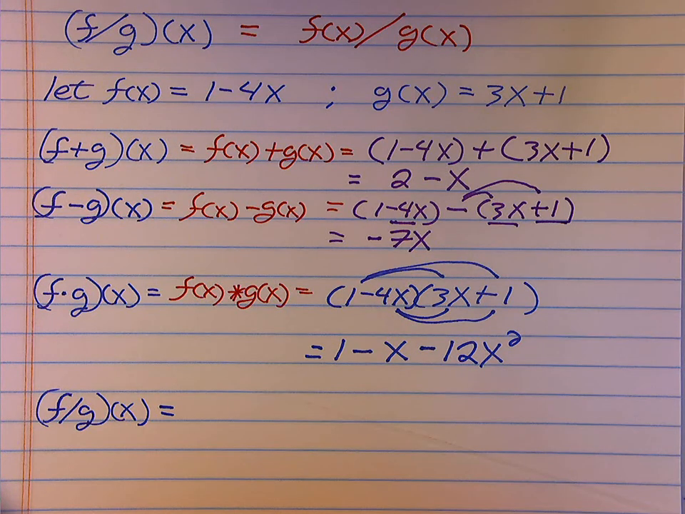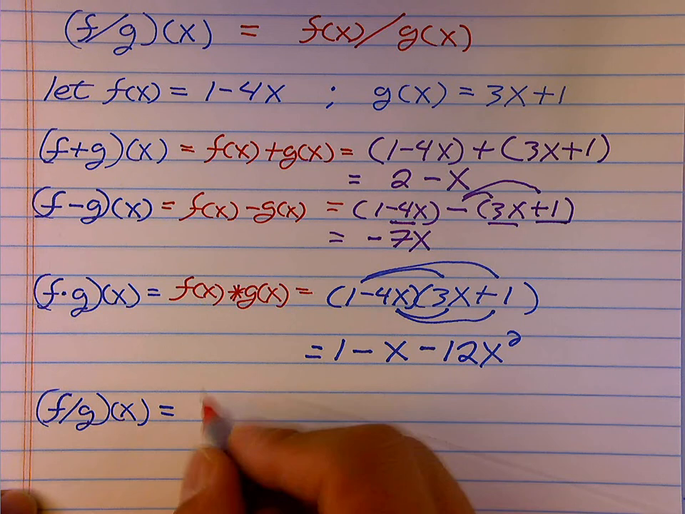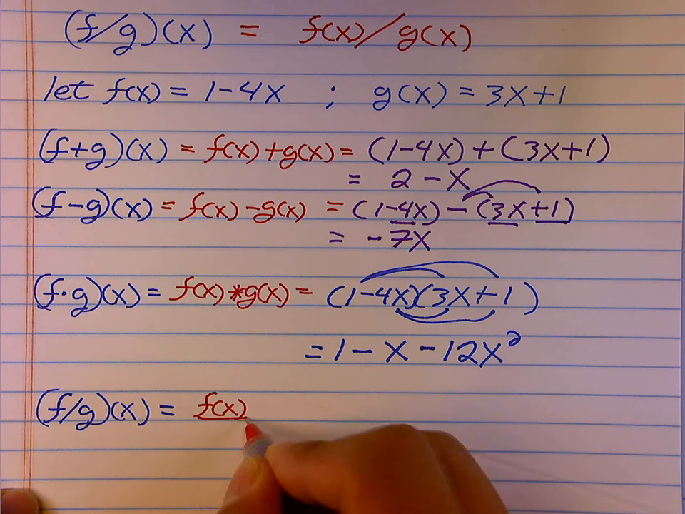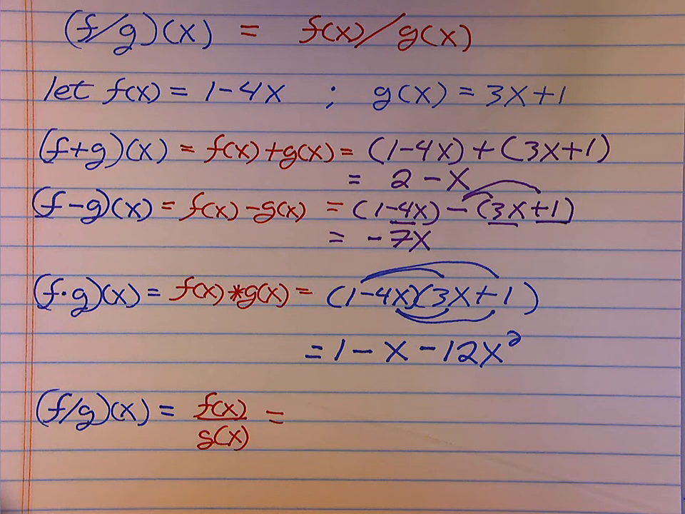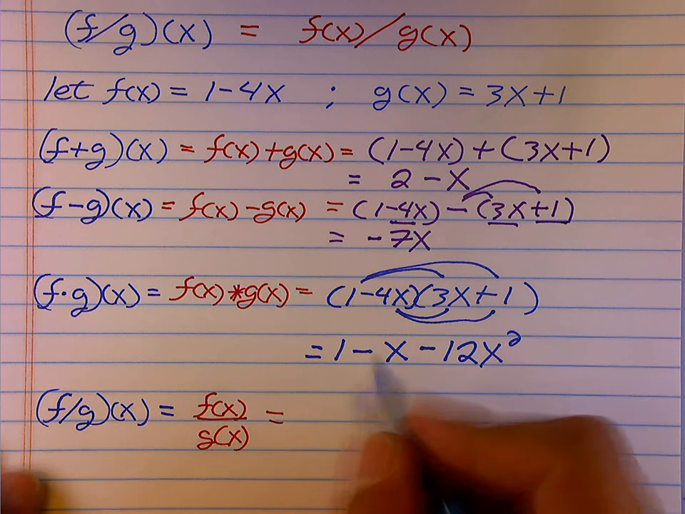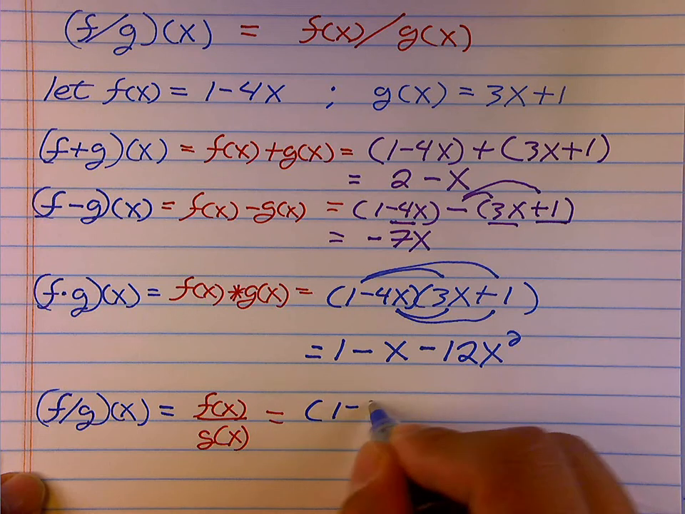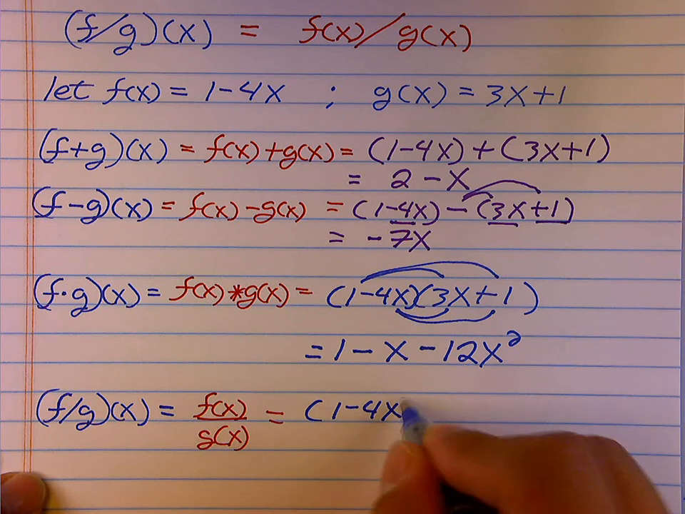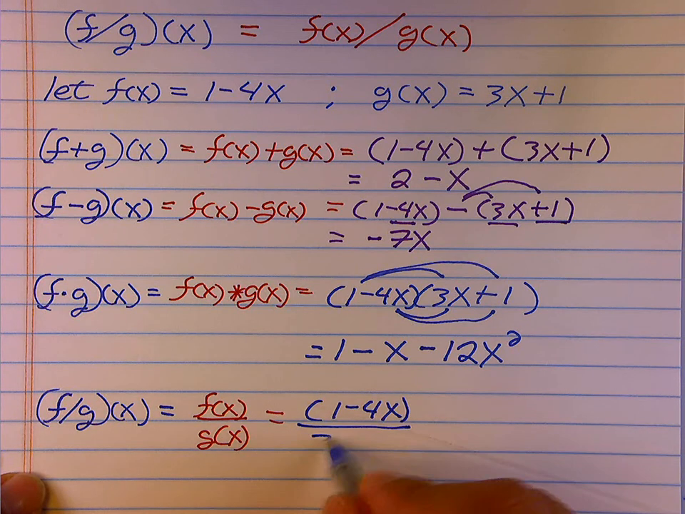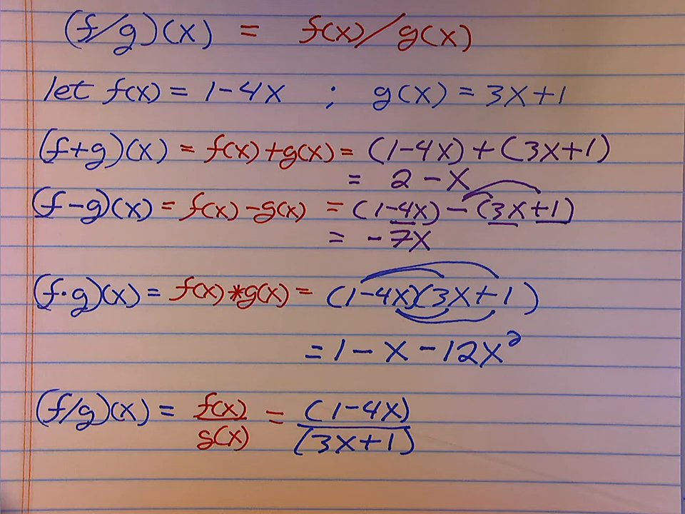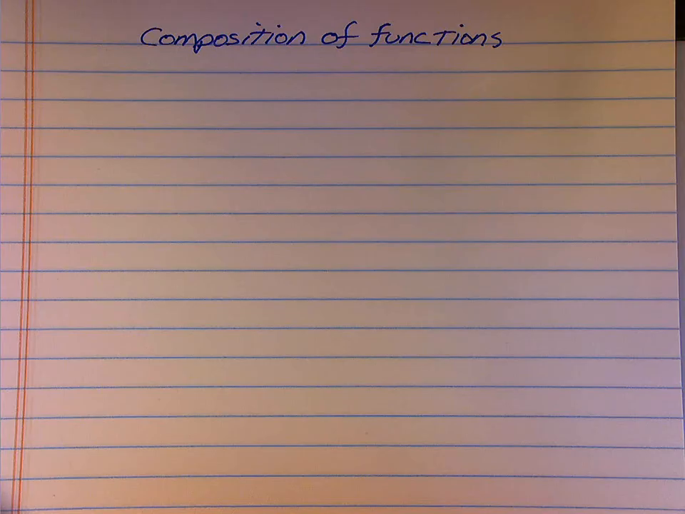I'm going to do division. I'm going to start by rewriting it using old notation. And then I'm going to do my substitution with parentheses. f of x is 1 minus 4x, and g of x is 3x plus 1. And that actually is fully simplified now.